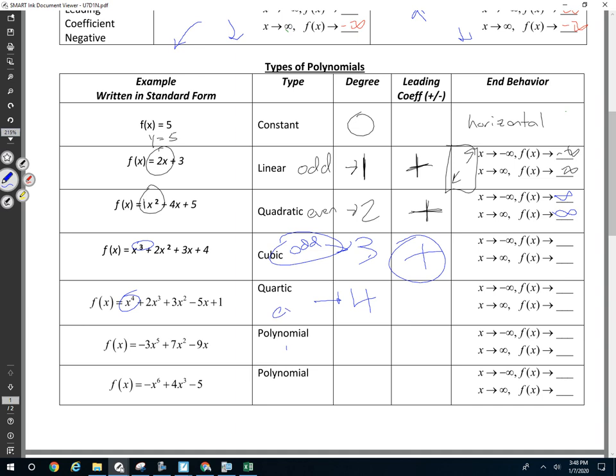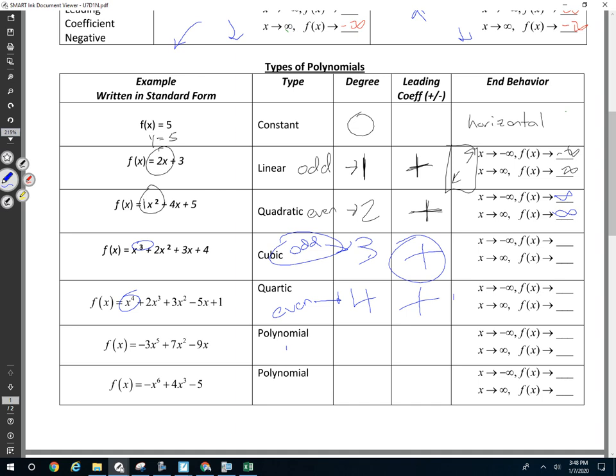It's an even number. What's in front of it? A positive number. Everybody, please tell me or show me what the end behavior of this function will look like. Go. Don't be afraid. Nobody judges here.